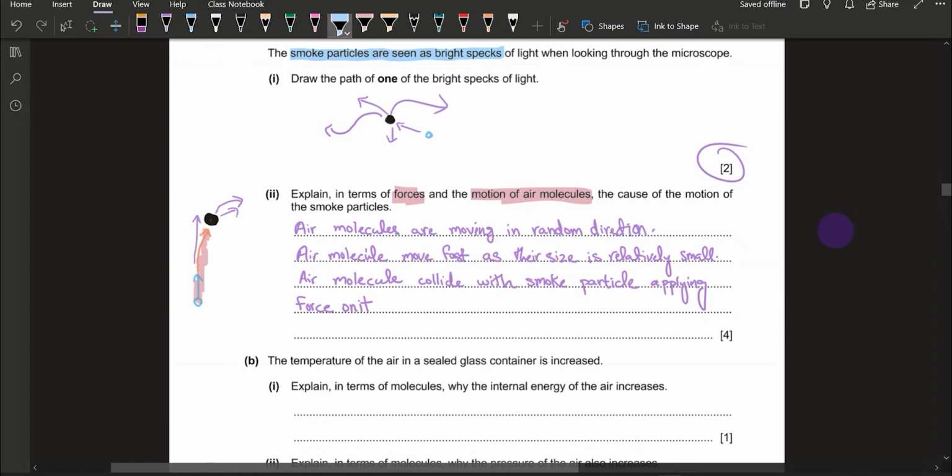And this part is essentially for covering this part of the question, which is in terms of forces. So we have to mention anything related to force as well to get all 4 marks. And for the last part, we can write: thus the smoke particle moves in random motion. And we'll get 4 marks for this. First mark for the first statement, second mark for the second statement, and third mark for the third statement. And don't forget to mention anything related to force because you might lose a mark for that. And fourth mark for the last statement.